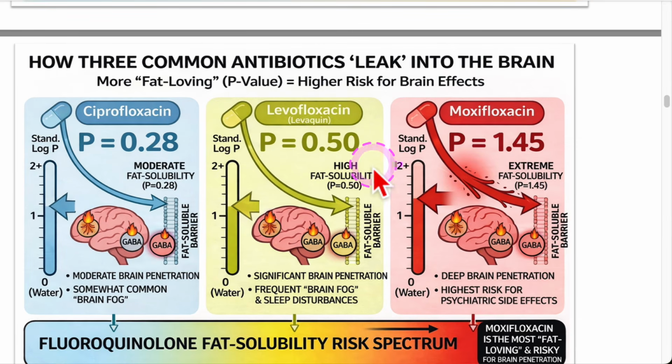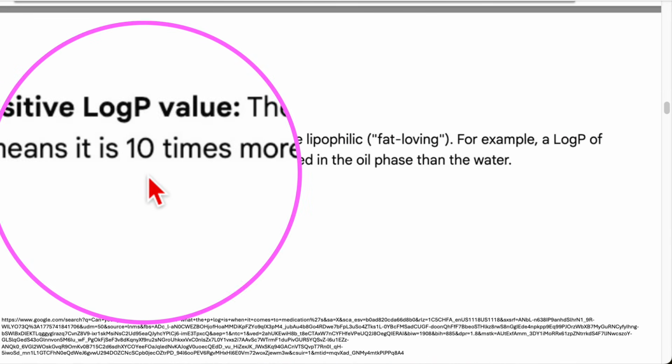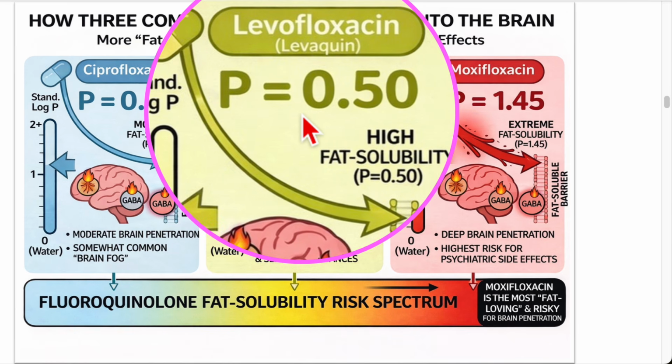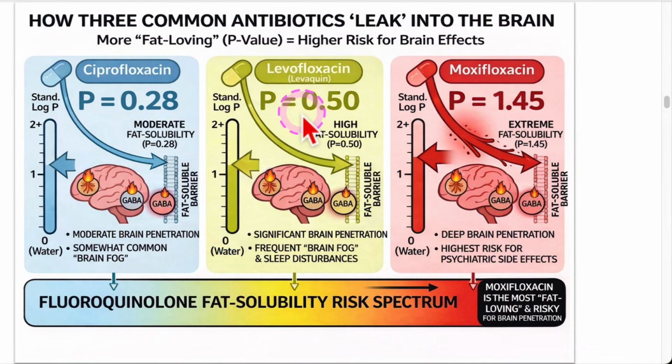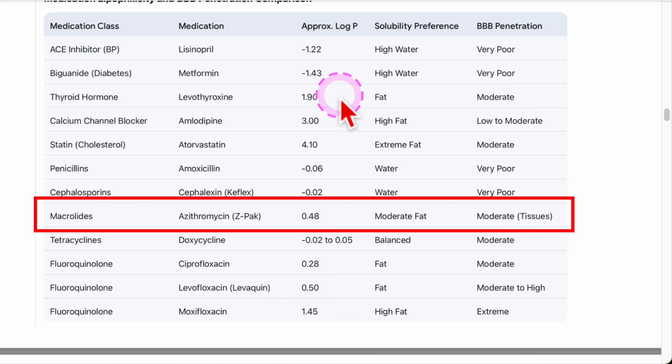I'm just going to take levofloxacin. This right here is a 0.5 value. So here, if it was 1, it's 10. So this is 5 times more fat loving than water. So levofloxacin loves fat 5 times greater than it does water. That's what these calculations are showing and demonstrating here about what's going on in your brain.